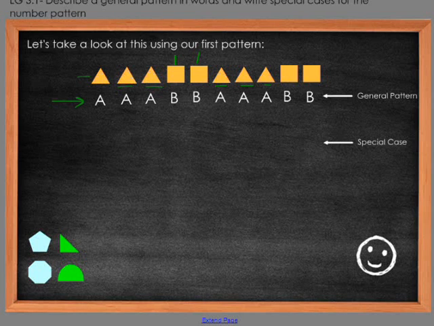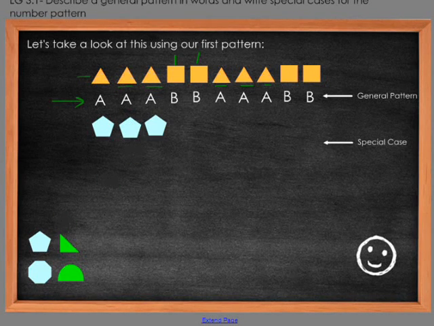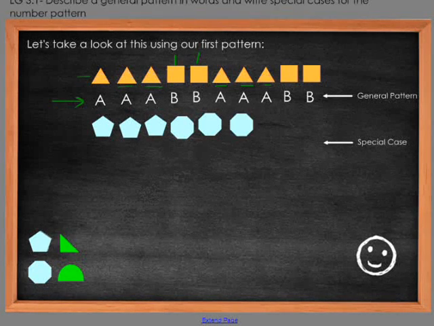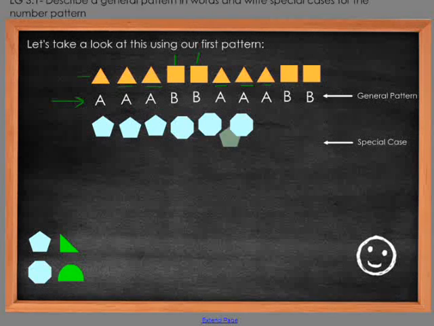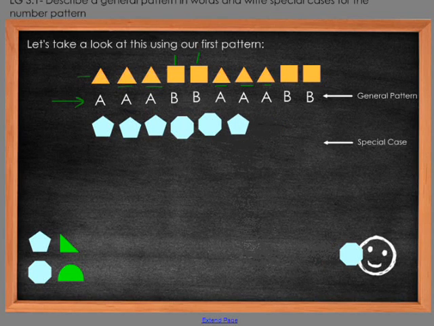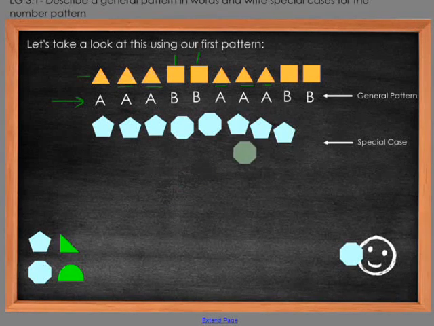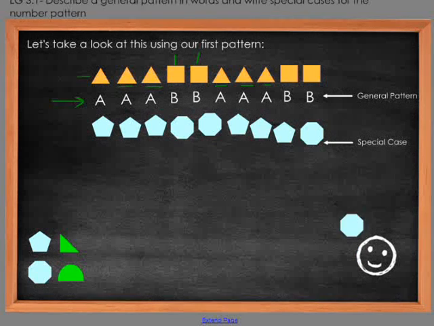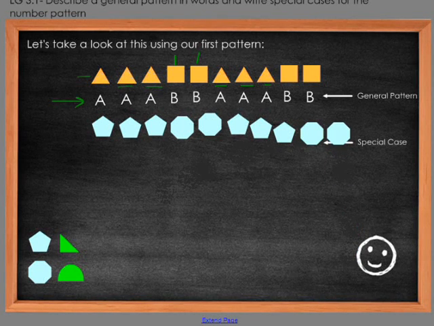So for example, in this case I'm going to use this to represent my A. So I would have 3 in a row and then 2 of a different shape. And then 3 in a row. Oh, that's one too many. Throw him out. 2, 3, and then 2 of this shape. I'll put this one back here. That would be an example of a special case for my general pattern.